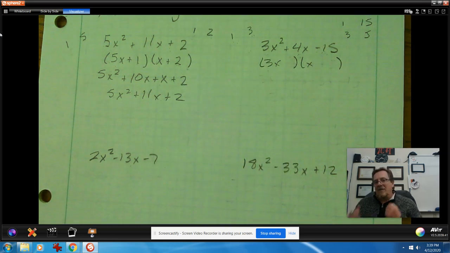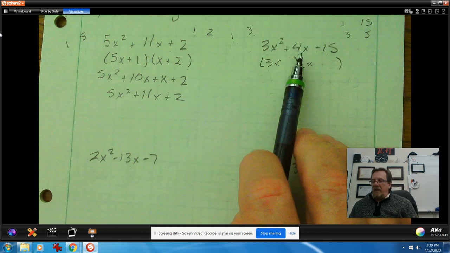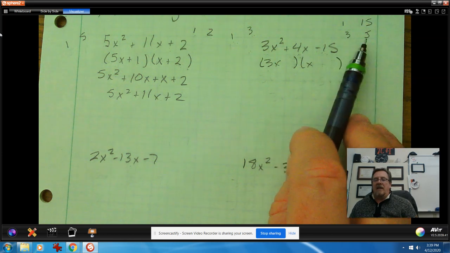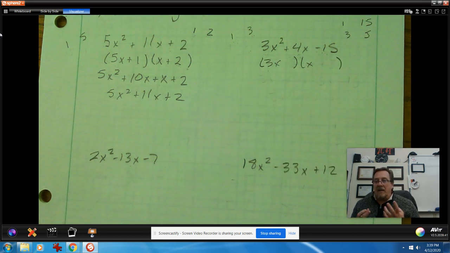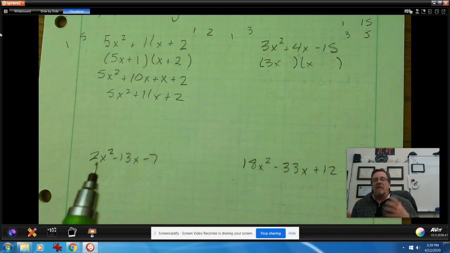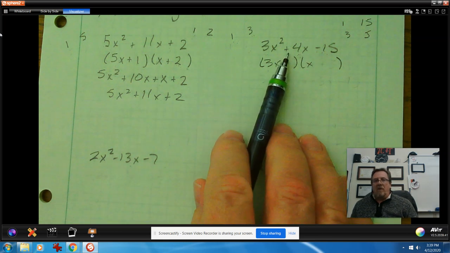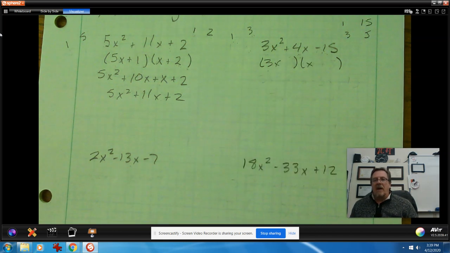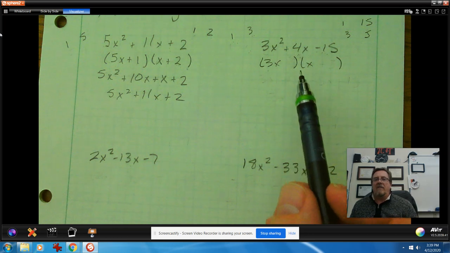But I've got to do some thinking here. I've got to get to 4. And one of these numbers has to be negative. That means that I'm going to really kind of be subtracting over here. I'm going to be combining a positive number with a negative number, and the result is going to be positive 4. So how can we get to 4?